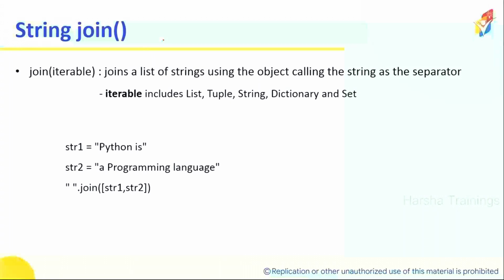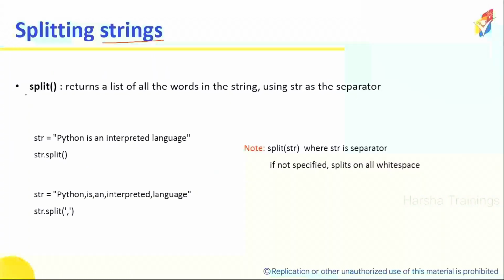Exactly, these 2 are opposite functions. Now, split is a function which returns a list of all words in the string using str as separator. For example, if I take Python is an interpreted language, wherever there is a space, it is going to divide that as a separate word. Split has an argument called str, where str is a separator. If not specified, it will take white spaces, nothing but space.